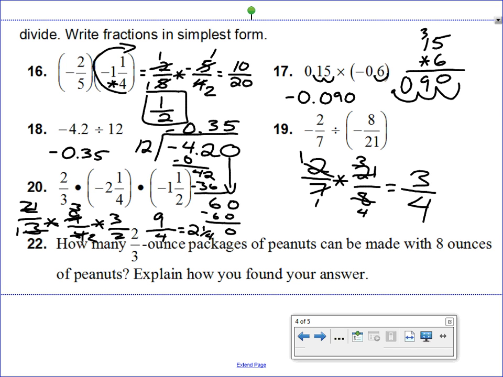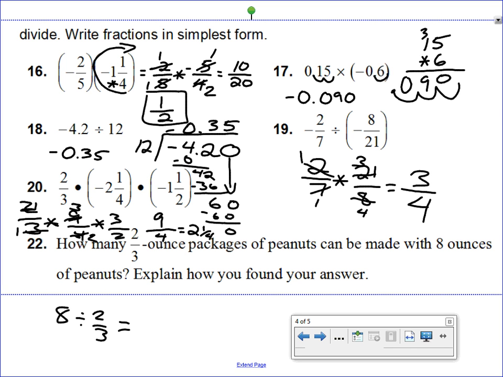Then, how many 2/3 ounce packages of peanuts can be made with 8 ounces of peanuts? What type of question is it? Yeah, it is division. We're trying to figure out how many 2/3 will go into 8. It is actually 8 divided by 2/3. Now, when we get done, are we going to be able to make more than 8 packages? Right. We should be able to because each package is only 2/3. Okay?